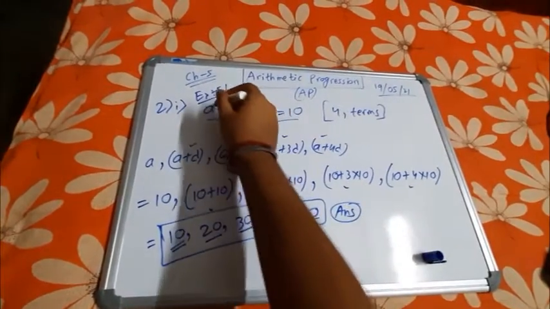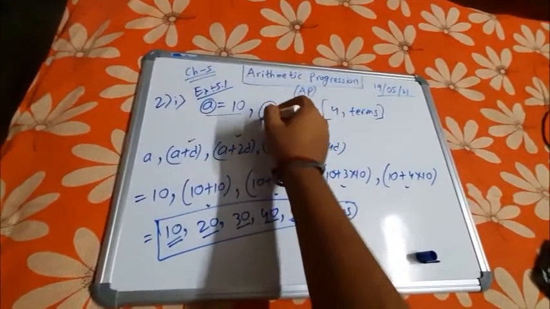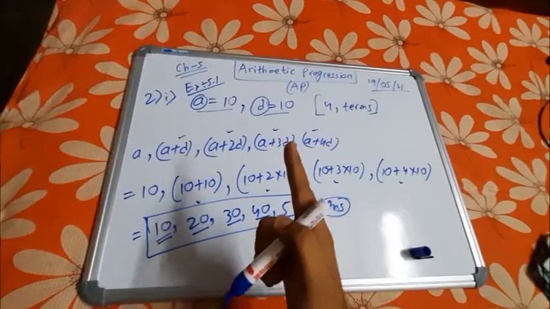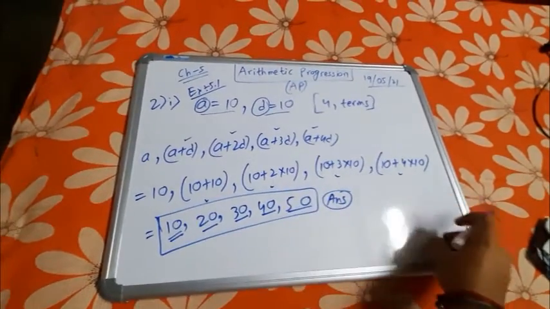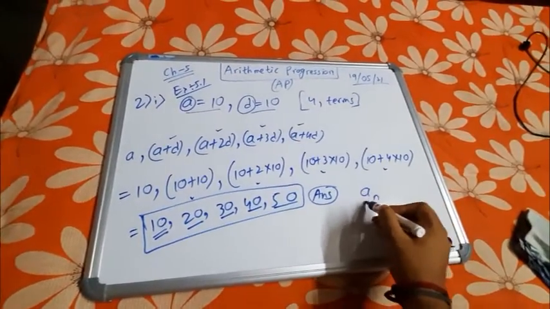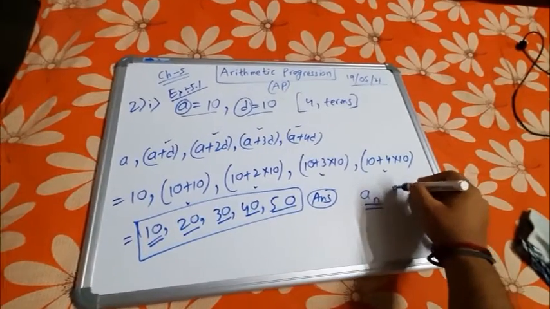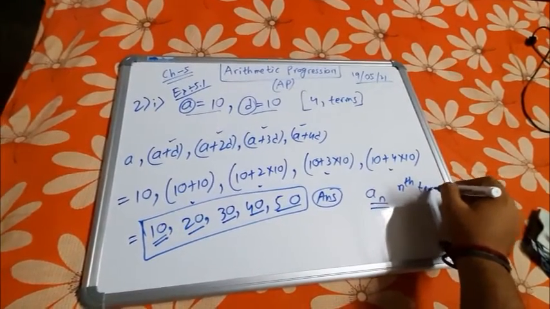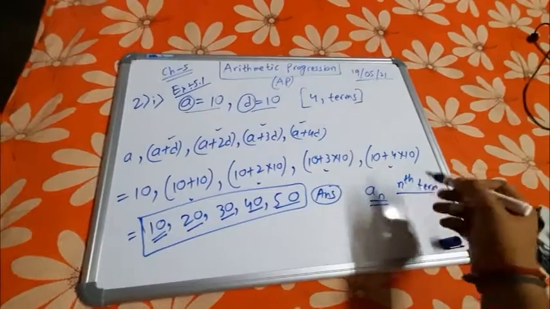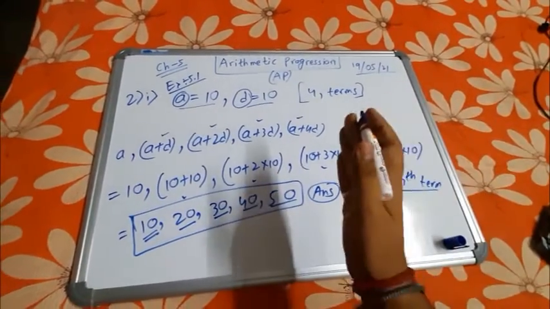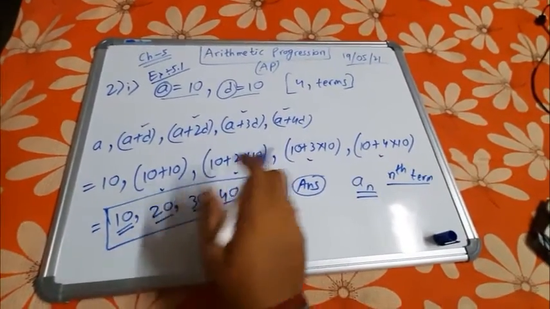Always remember that A represents the first term and D represents the common difference, and in some cases you will also find an. This will represent the last term or the nth term. Suppose n is 1 lakh, so an is the 1 lakh term, that is the term at the position 1 lakh. This will be the an term.